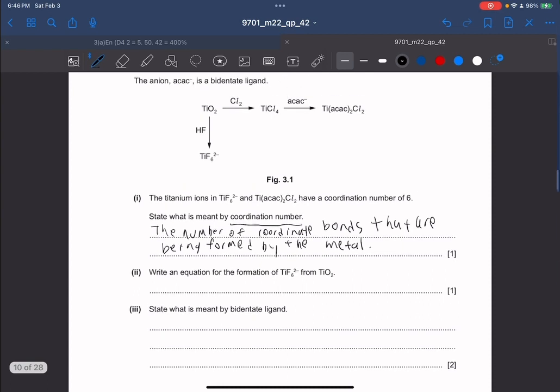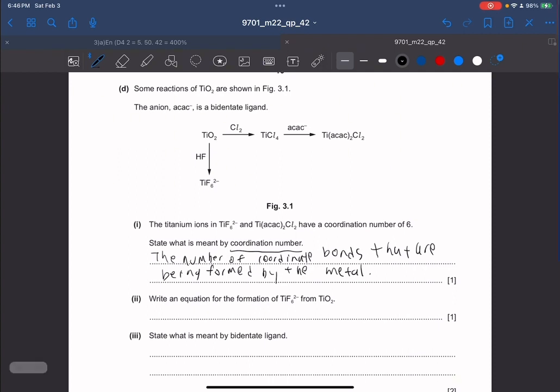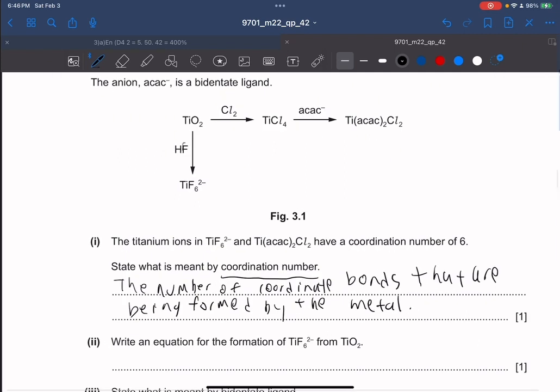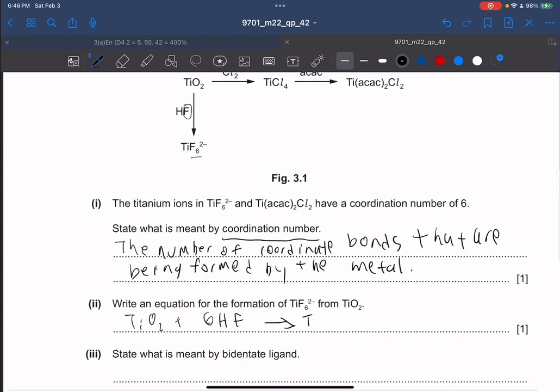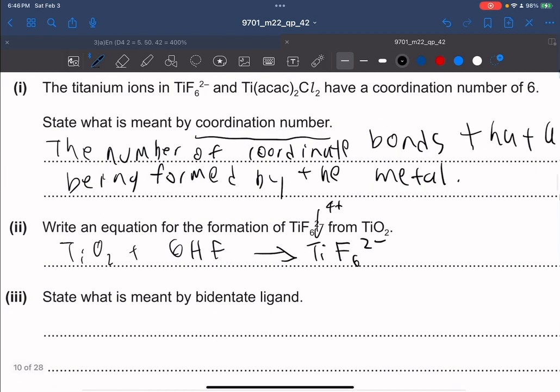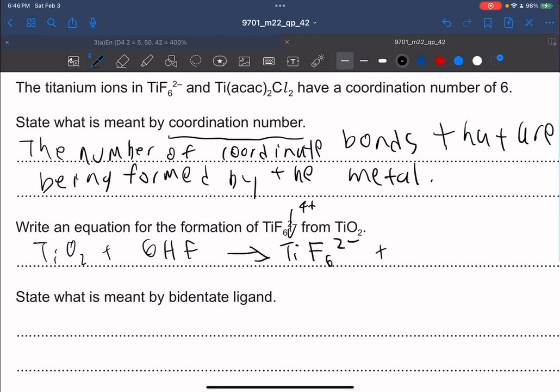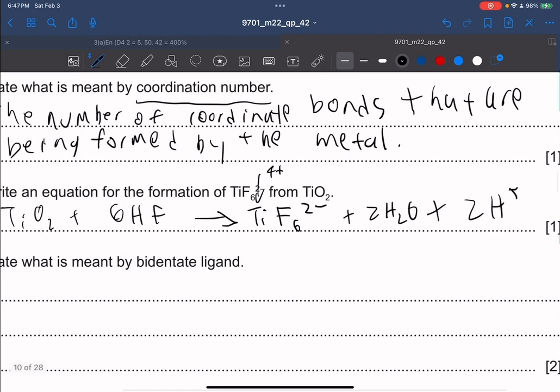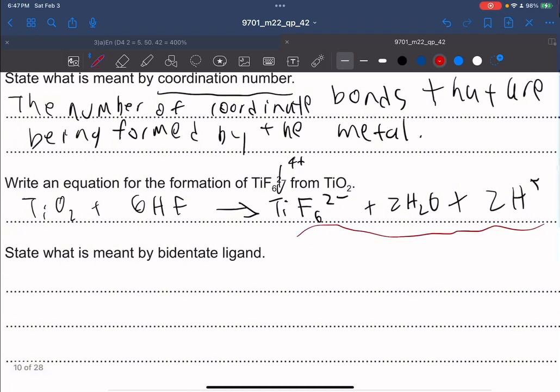Okay, so write an equation for the formation of TiF6 2 minus from TiO2. If you notice, it's getting F from HF, so that's what we're reacting with. So TiO2 plus 6HF, because there's 6F there, and that's going to be TiF6 2 minus. The reason is because Ti is 4 plus, F is minus 1, so you're going to get overall 2 minus. Then you balance up the oxygen, so you're going to have some water, and then you're going to have H plus as well. This is a perfectly balanced equation because the charge on the right is 0, and the charge on the left is also 0.